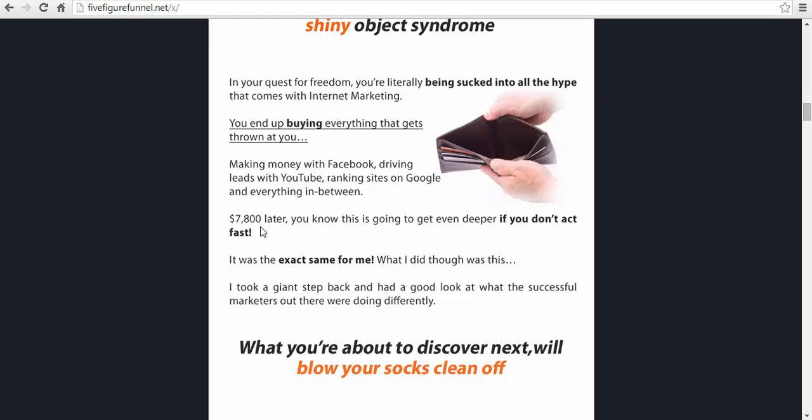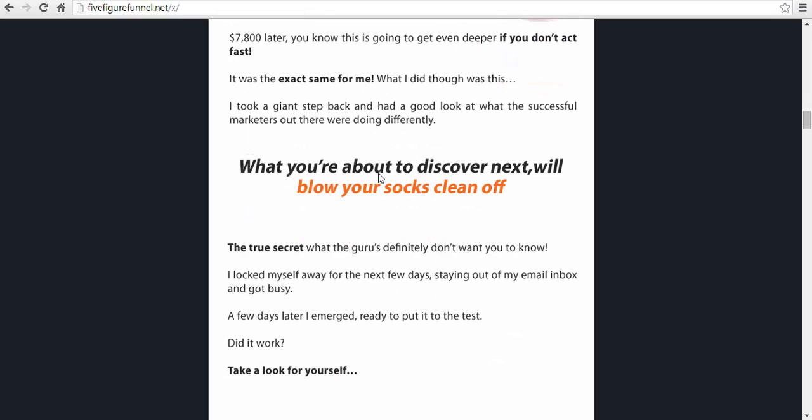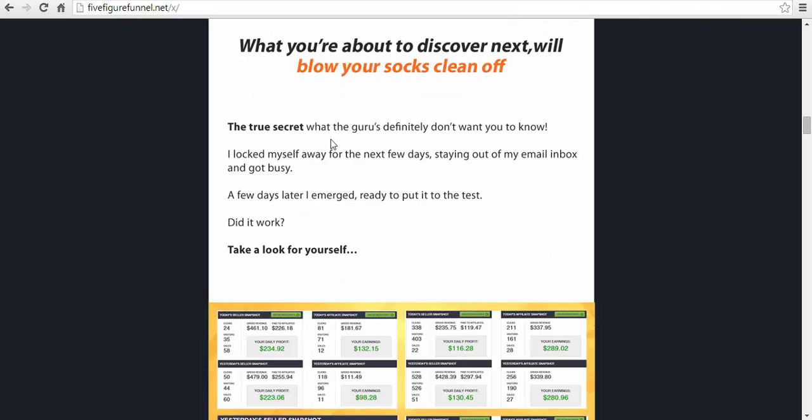So back to the sales letter, because I'm diverging again and going off on a tangent, which I do apologise for. So it was the exact same for me. What I did though was this. So now I'm turning it more towards me, okay, and the solution that I found. I took a giant step back and had a good look at what the successful marketers out there were doing differently. What you're about to discover next will blow your socks clean off. True secret, what the gurus definitely don't want you to know.